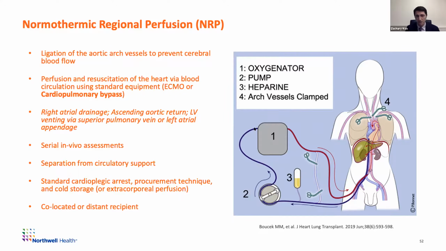ECMO or cardiopulmonary bypass is an option here. We chose to use cardiopulmonary bypass because we find it's far more versatile and far less expensive. For cannulation strategies, again, there are many options. We chose right atrial drainage, ascending aortic return. We put an LV vent via the superior pulmonary vein or left atrial appendage.